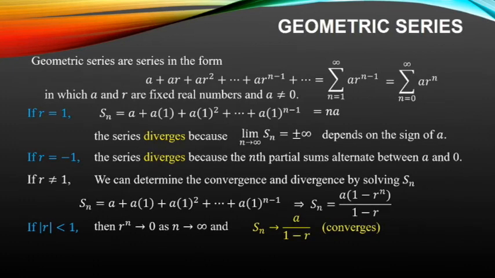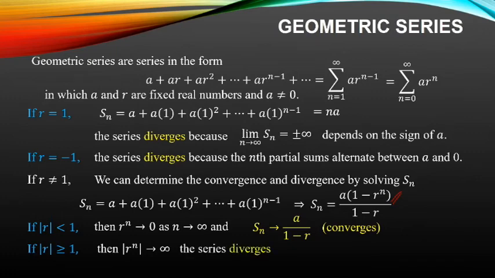So it converges. If the absolute value of r is greater than or equal to 1, then the absolute value of r raised to n, doon sa formula natin dito, approaches infinity. So the numerator approaches infinity, the series diverges. So we only have a convergence if the absolute value of r is less than 1.